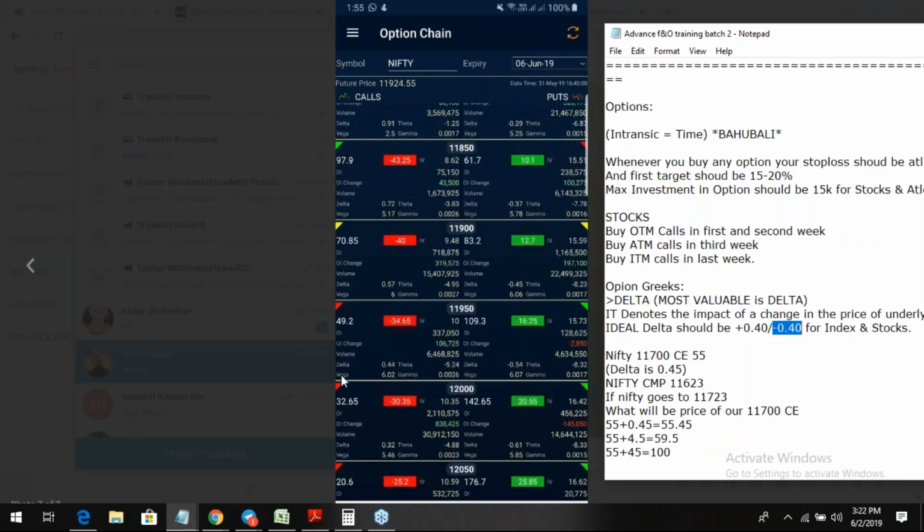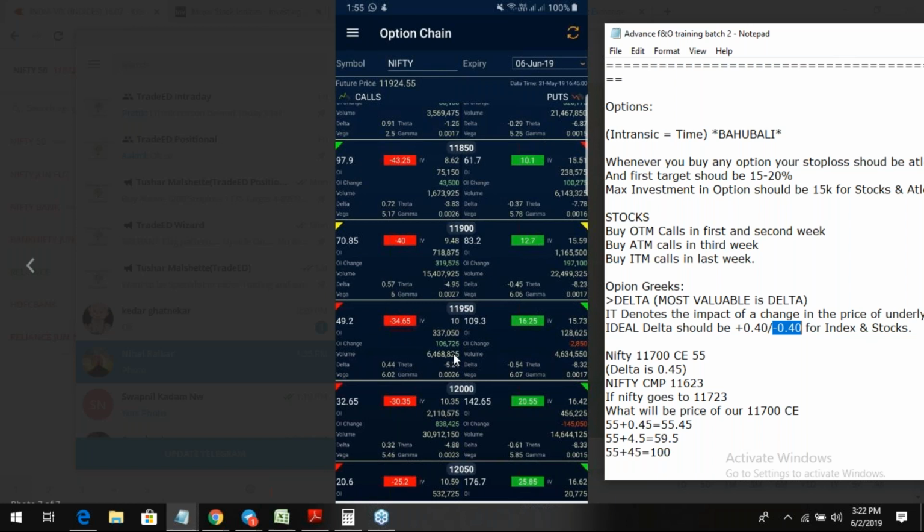Don't worry about theta and vega. If you calculate theta and vega and then calculate the premium, by then the stock has already gone up or the premium has gone up. That's why don't calculate more things and don't get confused. Again, I'm saying don't be confused with all these things. Please only concentrate on delta. If you want to calculate delta, you can see gamma as well.